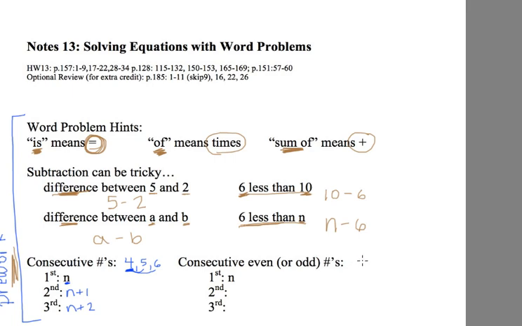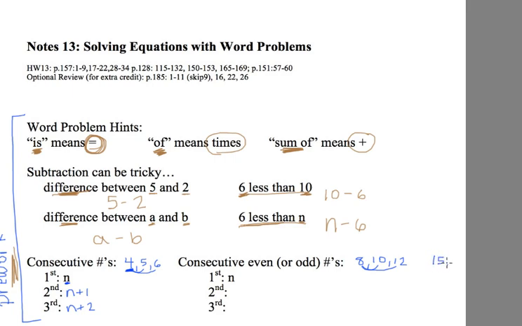Consecutive even or odd numbers. So, for example, that might be something like 8, 10, and 12. Look at the relationship between those numbers. Between 8 and 10, there's a difference of 2. And between 8 and 12, there's a difference of 4. Any consecutive even or odd numbers would work like that.